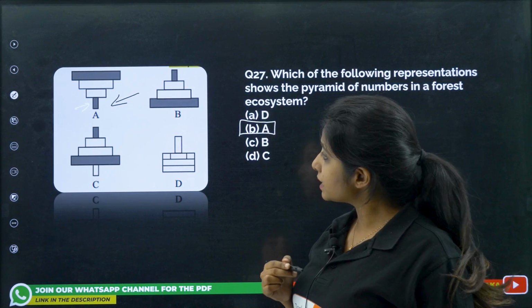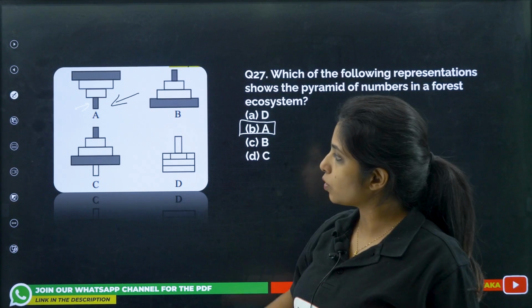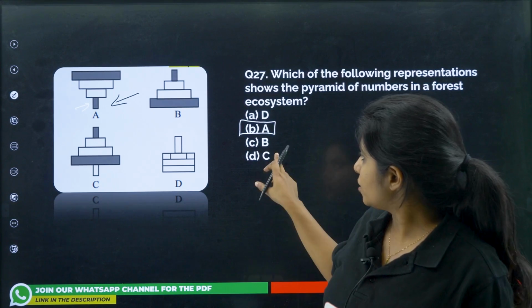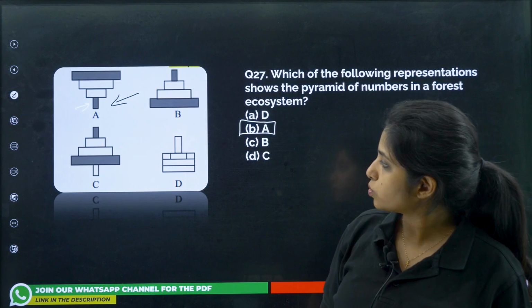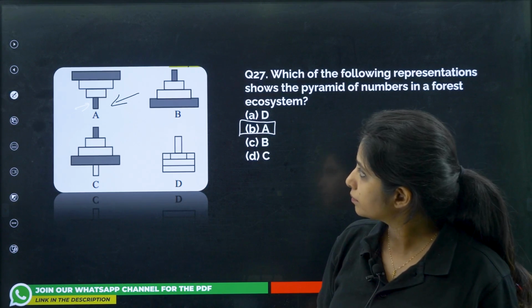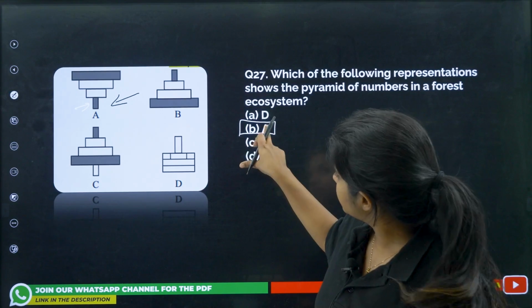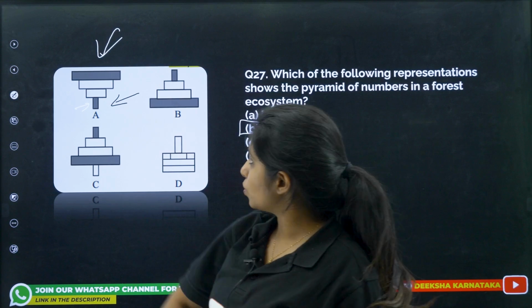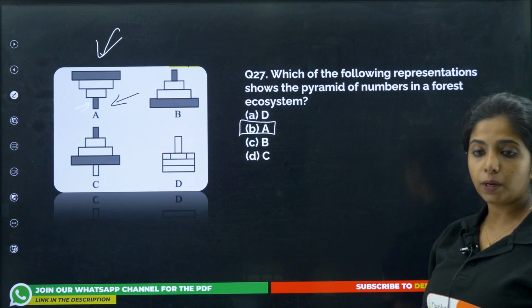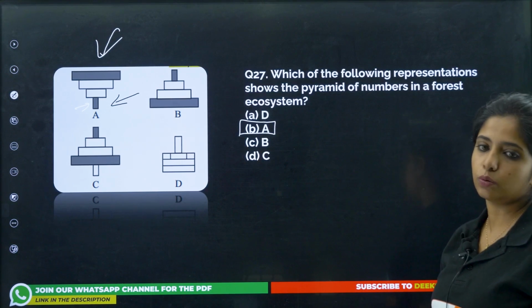I will say B is the correct option, and somehow D is also. D, which says C is the correct one, is also somehow correct. Okay, so I will say this is the most correct one. So let's go with this. This will be the pyramid of numbers in the case of a forest ecosystem, my dear children.